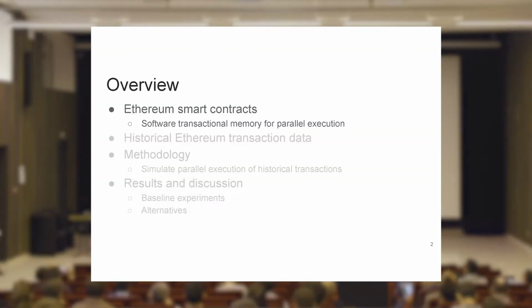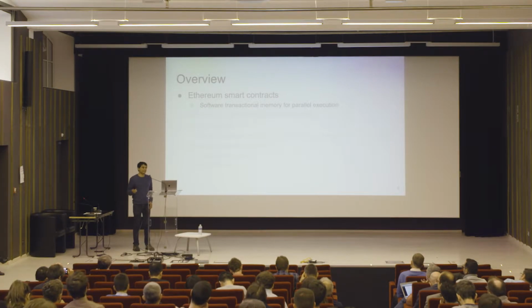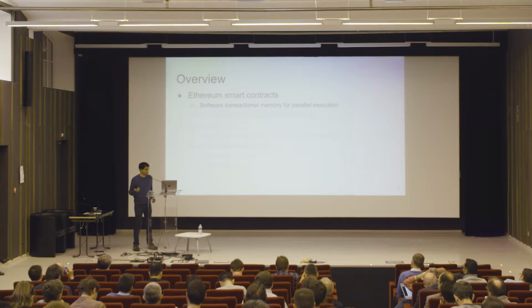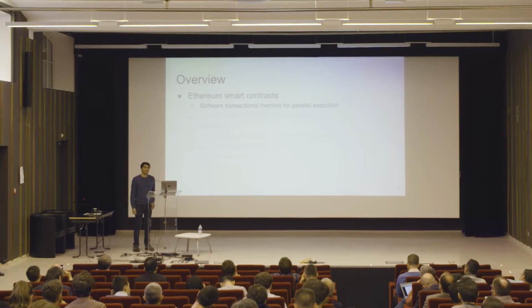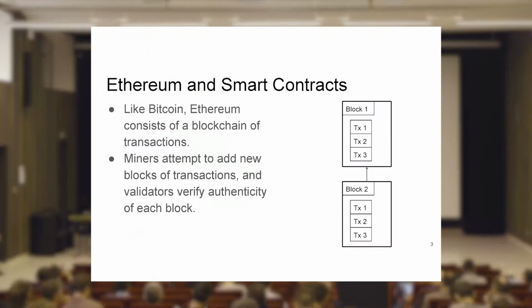So I'll start with an overview of this talk. I'll go over just some motivation and, of course, the basics of smart contracts, and then some previous work on adding concurrency to smart contracts. And then I'll talk about applying a speculative technique to historical transaction data on the Ethereum blockchain. And then I will talk about the methodology that we use in order to do this. And then I'll talk about baseline experiments that are used in order to evaluate this technique, and then some alternatives.